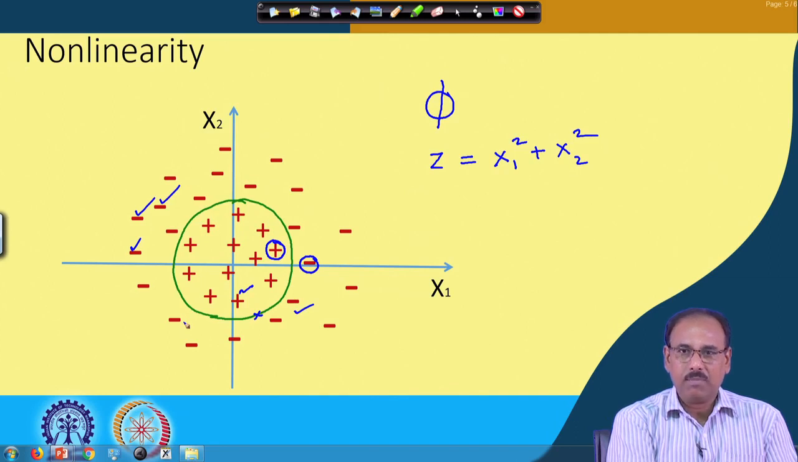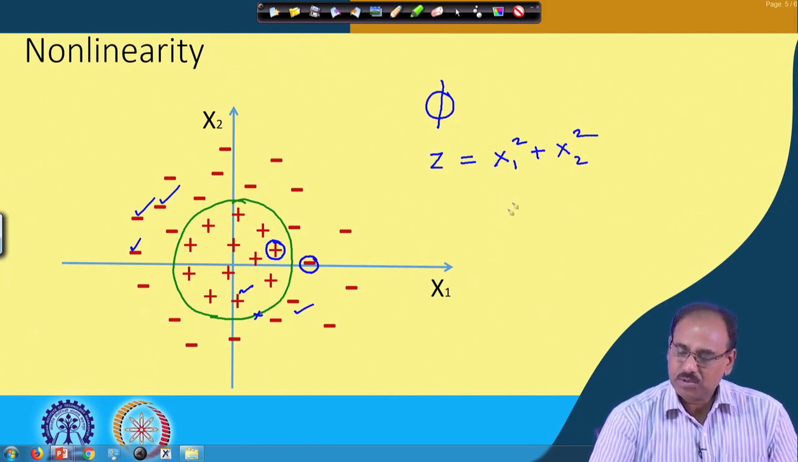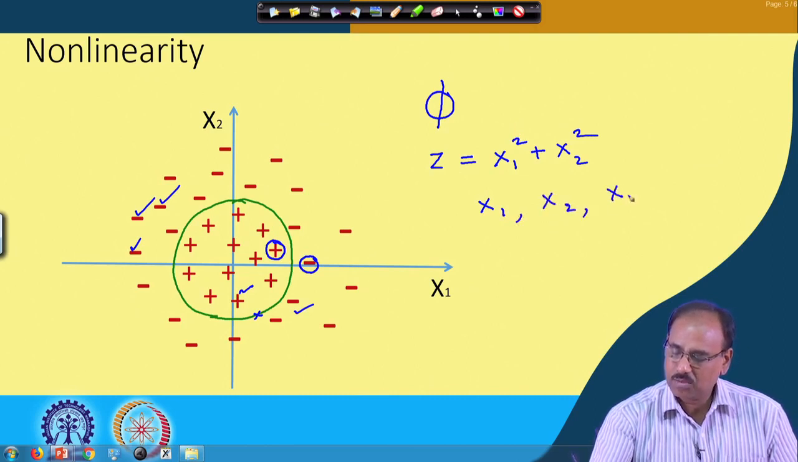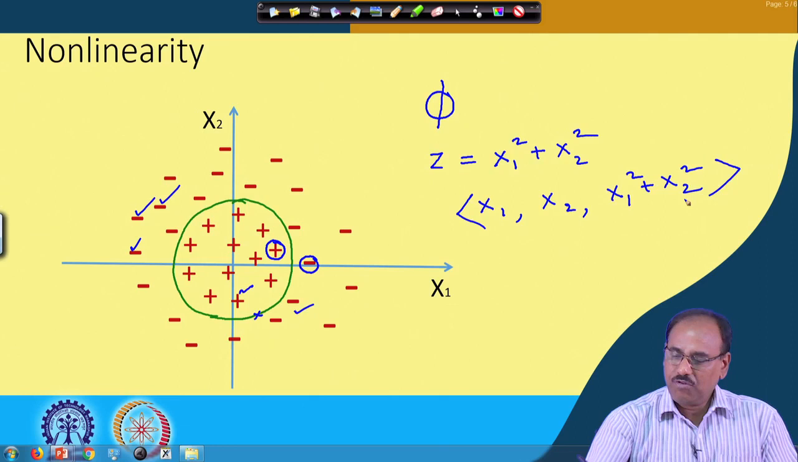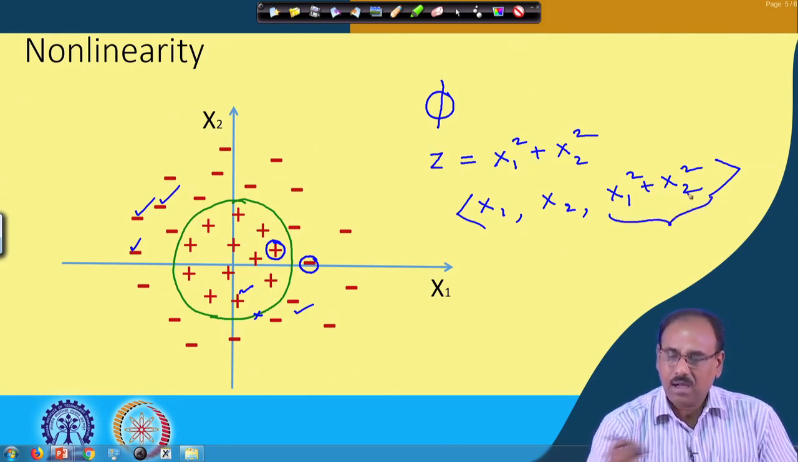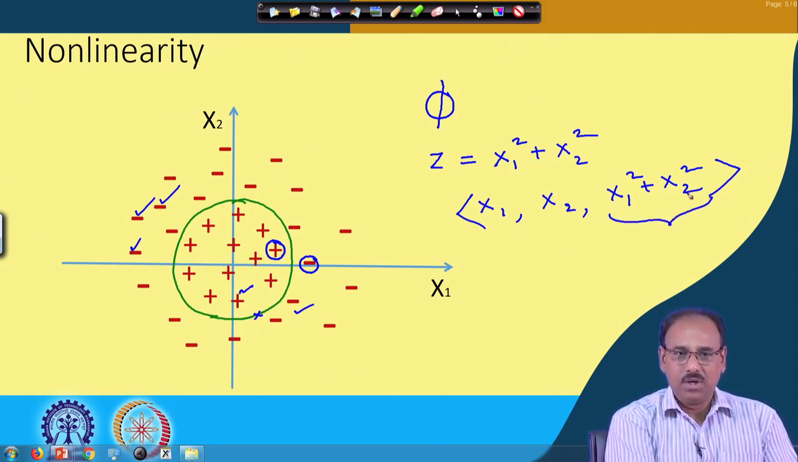So, in the original form the feature vectors are 2-dimensional having components x 1 and x 2. Now, I will add a third component z which is x 1 square plus x 2 square. Okay. So, now my feature vectors will be x 1, x 2 and x 1 square plus x 2 square. So, this becomes my feature vector. So, you find that I have applied a nonlinear function which nonlinearly maps these feature vectors from a two-dimensional space to a three-dimensional space.